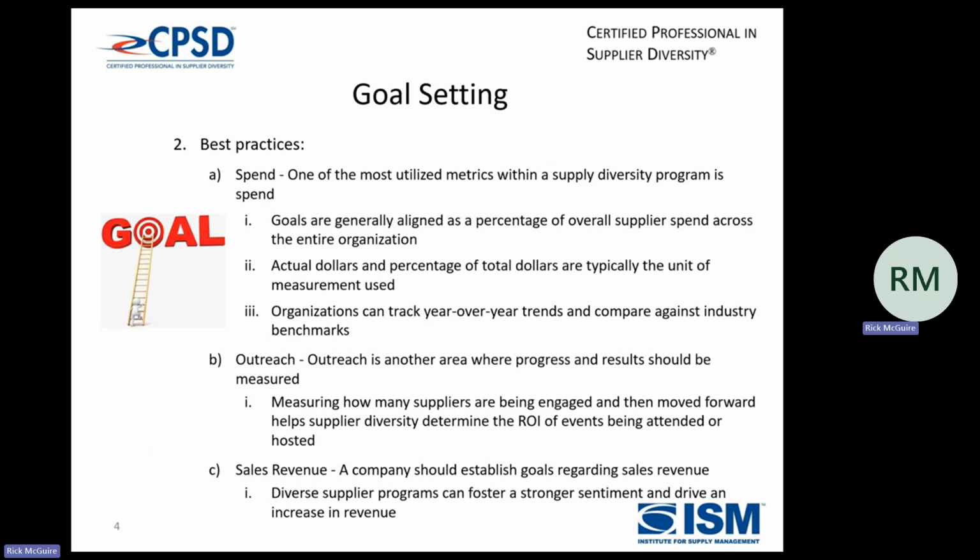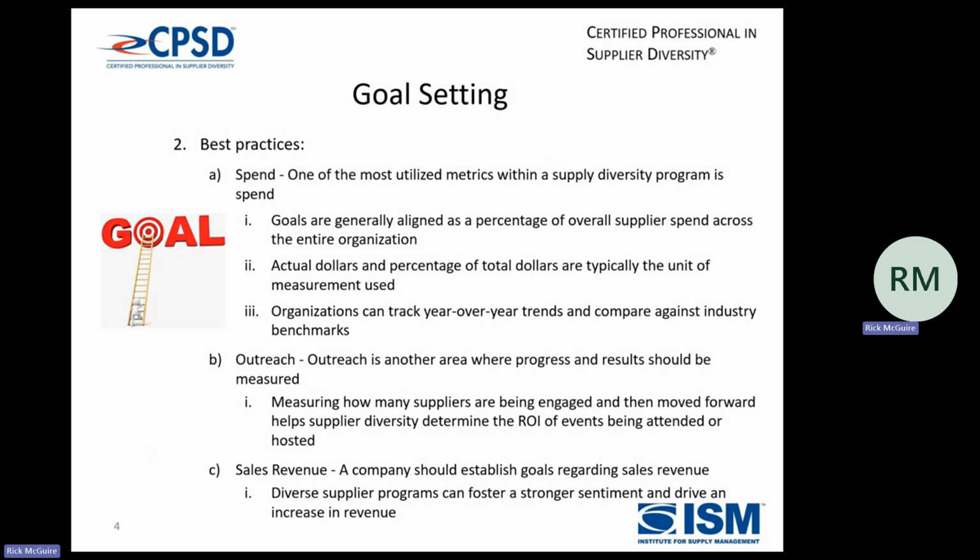Best practices. Spend: one of the most utilized metrics within the supplier diversity program is how much spend is with diverse suppliers. Goals are generally aligned as a percentage of overall supplier spend. Actual dollars and percentage of total dollars are typically the unit of measurement. And organizations can track year-over-year trend and compare against industry benchmarks.